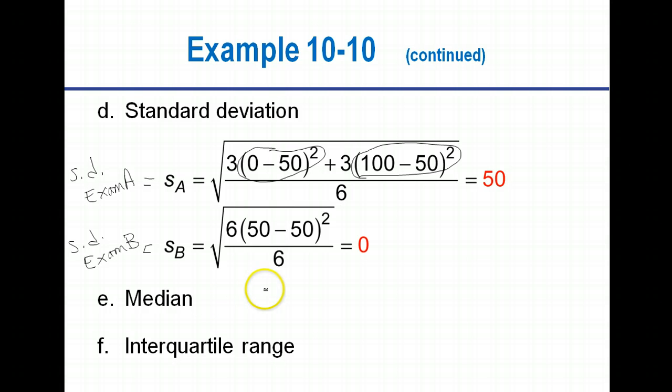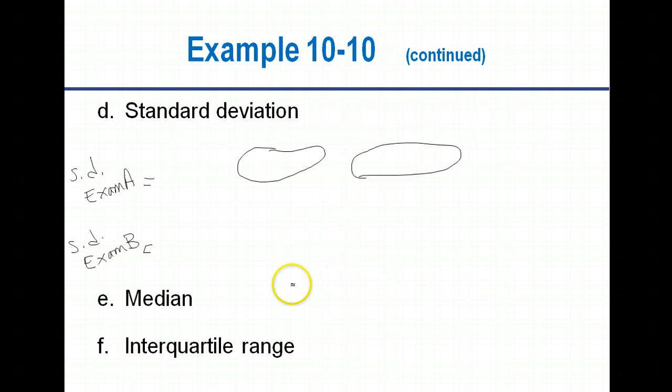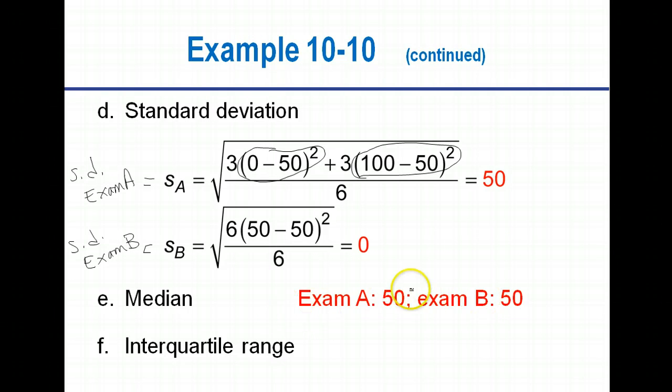All right, what about the median for each one? Remember the median, we line them up and choose the middle one. Since there's an even number of scores, we take the mean of the center 2. So let's go back a second here. For the first group, the mean of the center 2, so that's going to be these two, is going to be 50. And for the second group, it's the average of these two center ones, which is again 50. So the median for each one is 50.